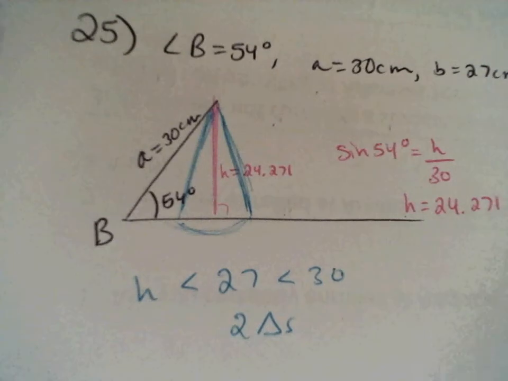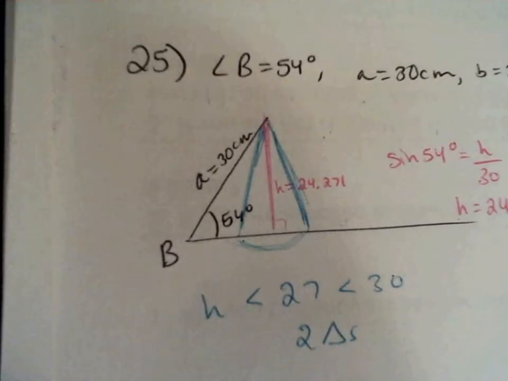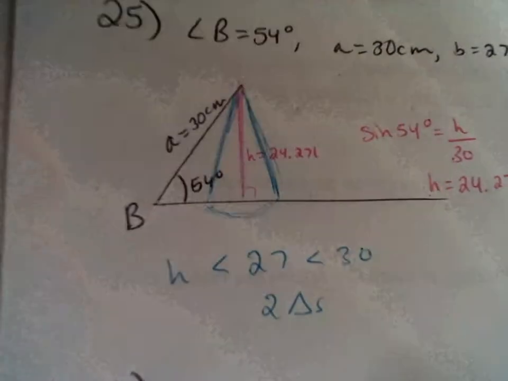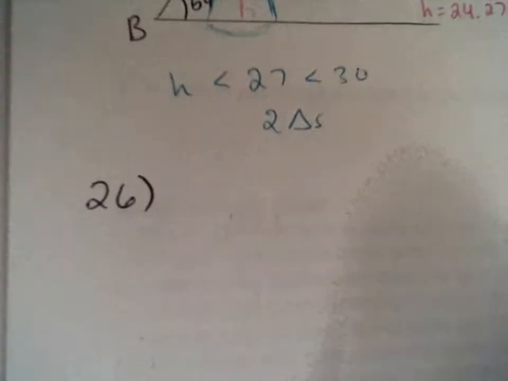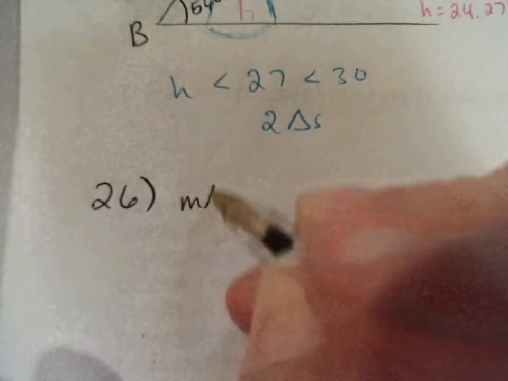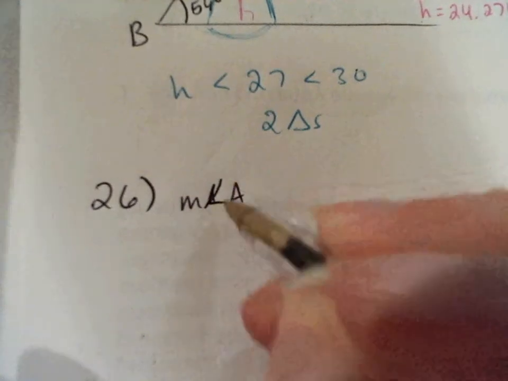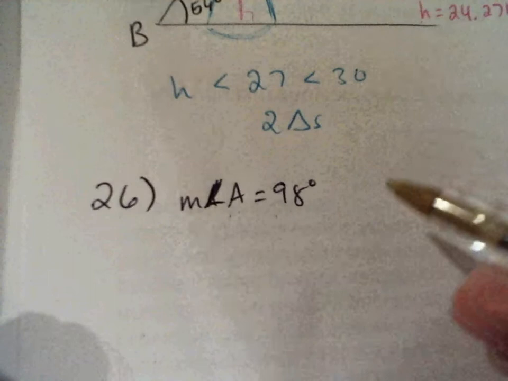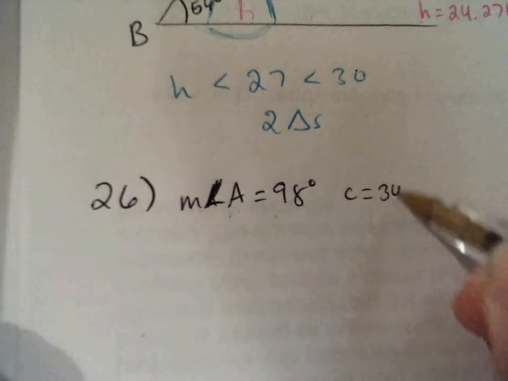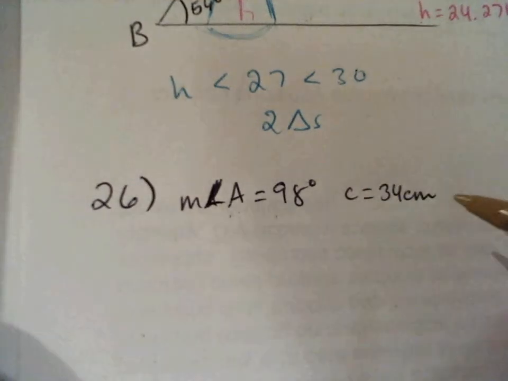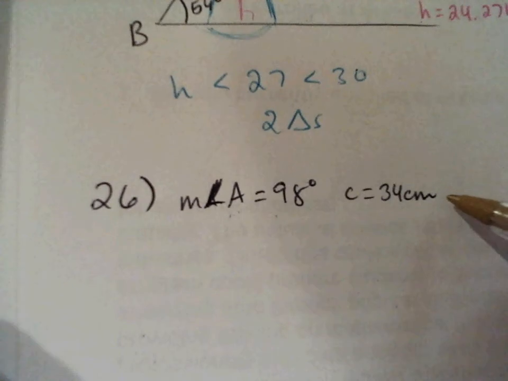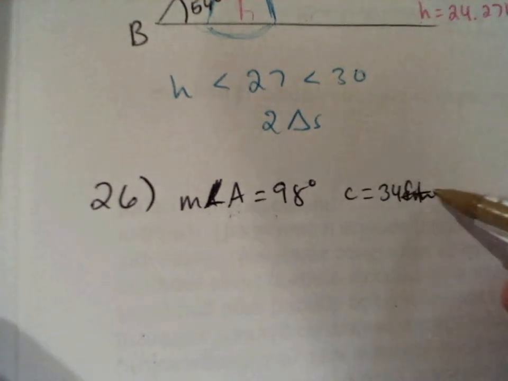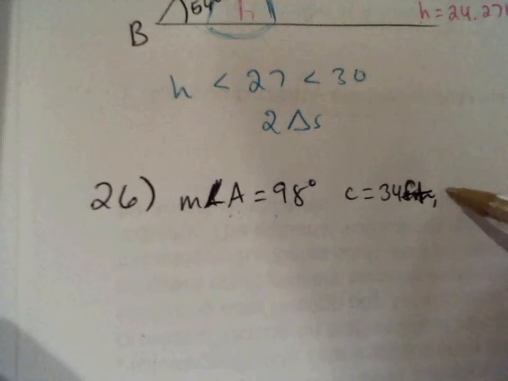So 26 says, measure of angle A is 98 degrees, which is obtuse, that's kind of interesting. C equals 34 centimeters, and A equals 34 feet. I don't know why I said centimeters. 34 feet, not that that matters. And A equals 34 feet.